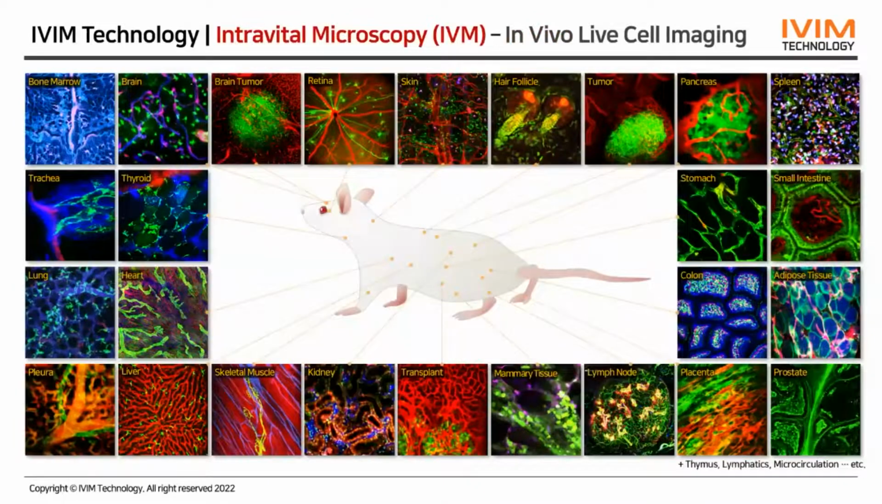IVIM's intravital microscopy has succeeded in high-quality live cell imaging in almost all of the internal organs in a live mouse model, as you can see in this slide. It includes brain, brain tumor, skin, lung, pancreas, spleen, GI tract, prostate, lymph node, mammary tissue, placenta, kidney, liver, muscle, heart, and even retina imaging in vivo.